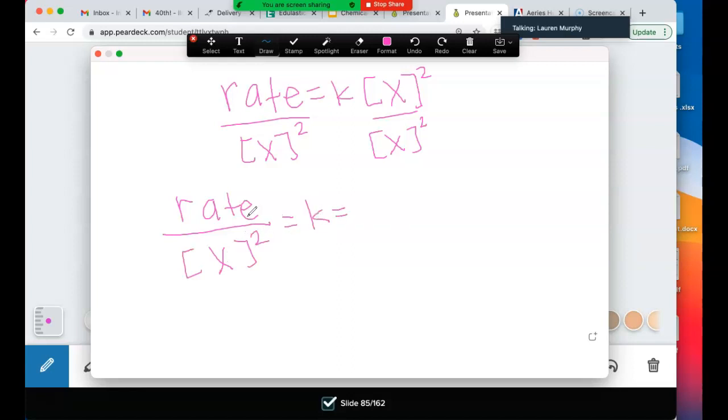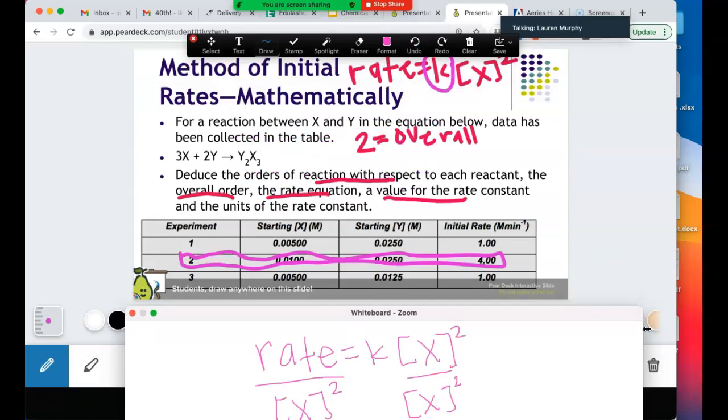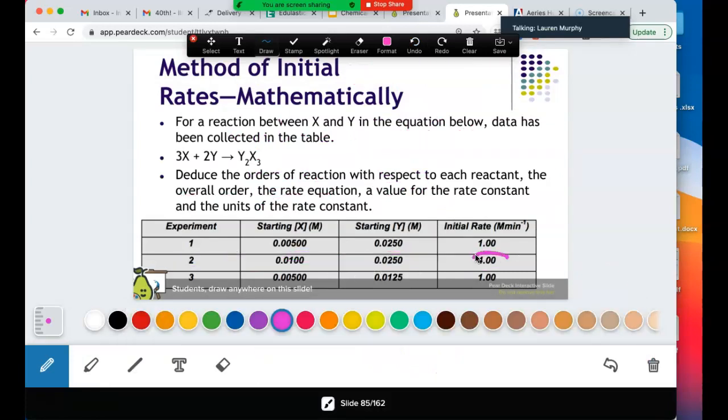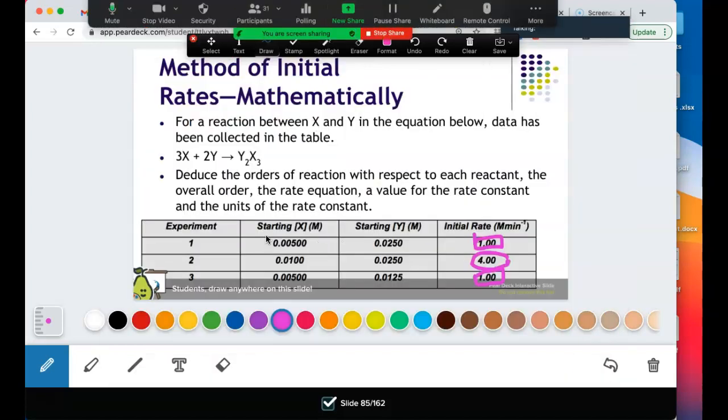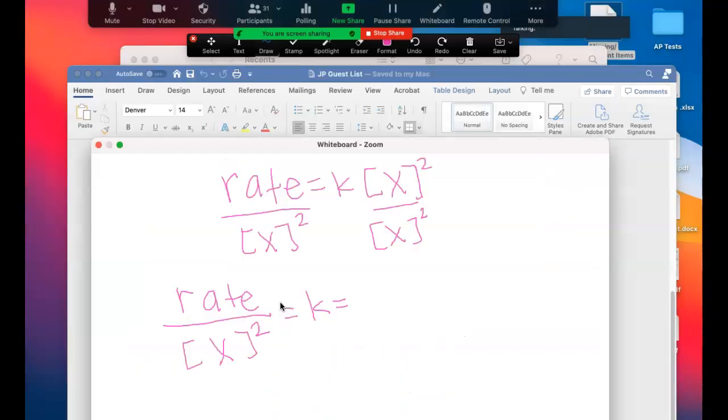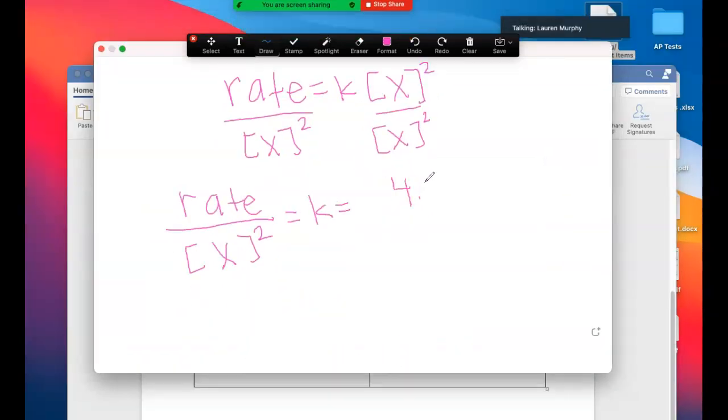So I'm picking experiment 2, so I will use the rate for experiment 2, which means if you're picking experiment 1, you will use the rate for experiment 1. So my rate is this guy. If you're doing 1, this is the number you plug in. If you're doing 3, this is the number you plug in. It just doesn't matter as long as you pick one experiment and use all that data. So my number is going to be 4 for the rate. And notice that it's molarity per minute for the units. So mine is 4, my rate up top, molarity per minute. That's what the -1 means, right? Divided by the concentration of X.